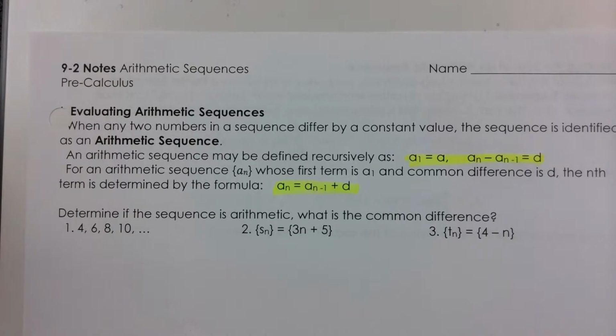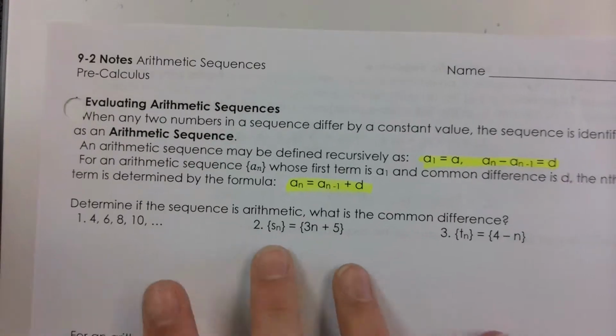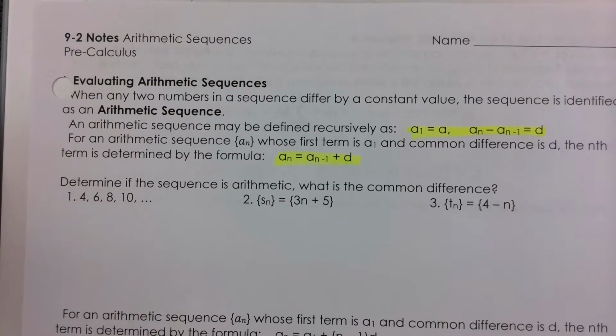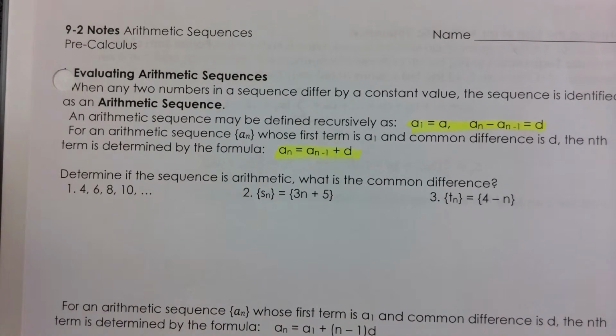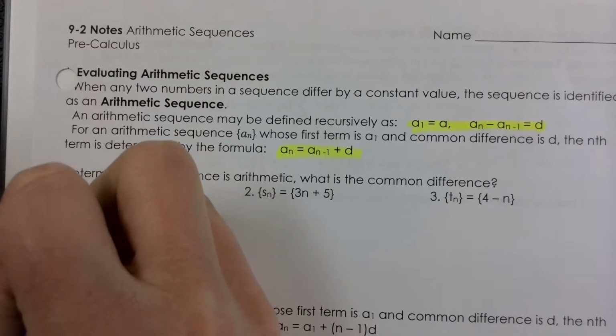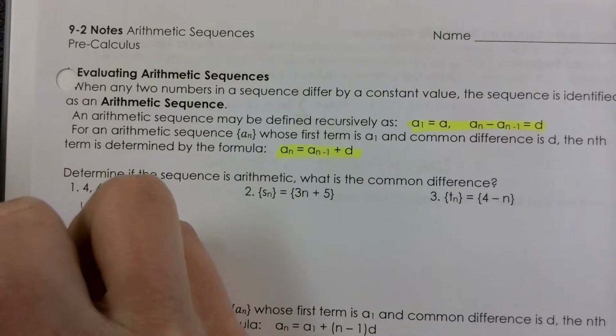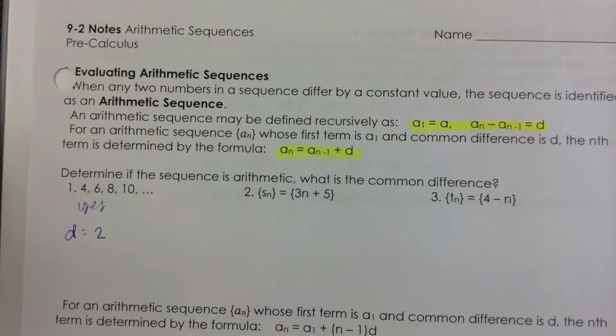So again, if it's arithmetic, you're adding some number each time. So we're going to look at these three and decide if they are arithmetic or not. So the first one, it's already written out for you. What do you think? Are they adding some number each time? Yes, and what is that number? 2, so we would say that the common difference, D, is 2. Is that okay?